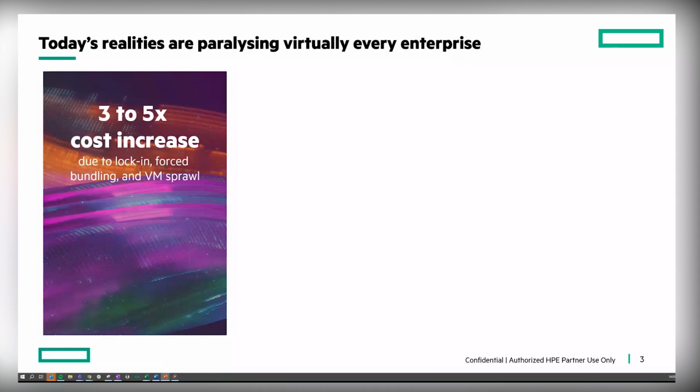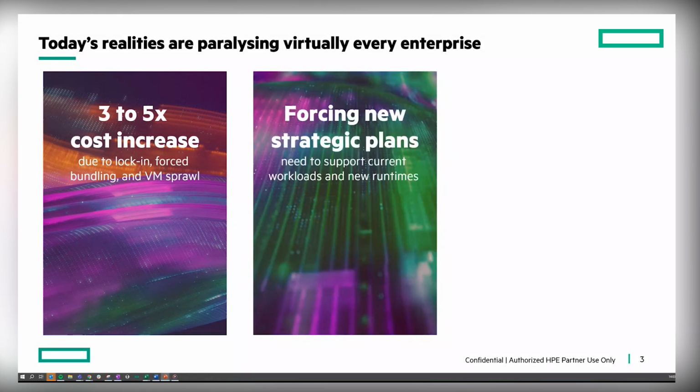Given the many changes to the virtualization market over the past 18 months to 2 years, organizations are looking at different alternatives as well. We've seen a huge increase of 3 to 5 times in costs for customers due to vendor lock-in, forced bundling, being able to buy additional features that you don't necessarily need, and also VM sprawl within different customer environments where you might not have visibility into absolutely everything that is running across the infrastructure today.